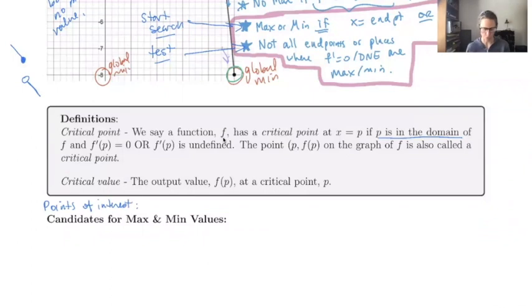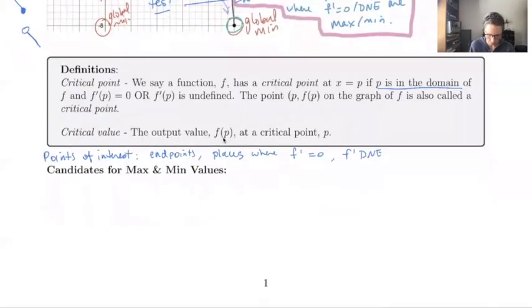It's up to you kind of how you prefer to think about this. You are responsible for knowing that when I ask you, is this thing a critical point? You have to check, is this thing in the domain? So points of interest would be endpoints and places where the derivative is equal to 0 or the derivative does not exist. So points of interest are basically critical points and endpoints, unless there's a situation where the function doesn't exist, because then that's in the place where the derivative would not exist.